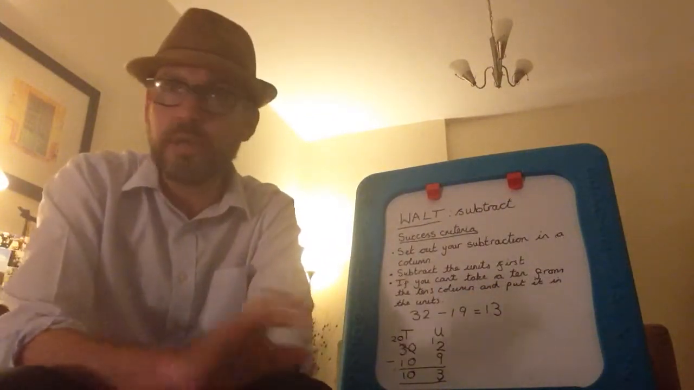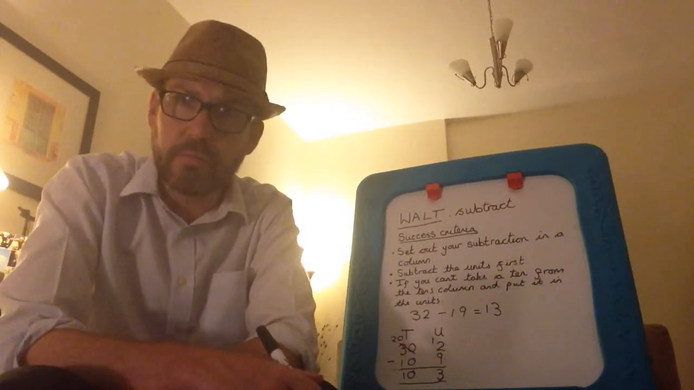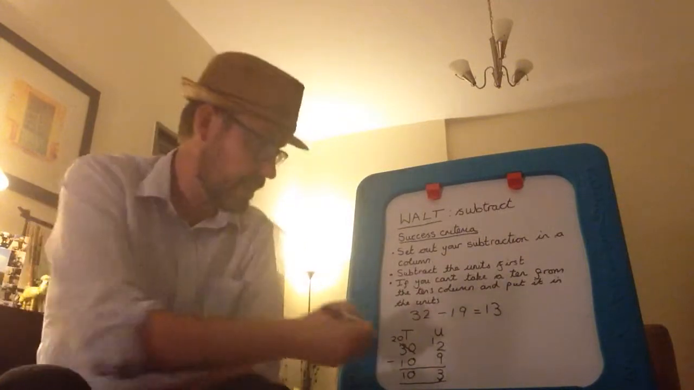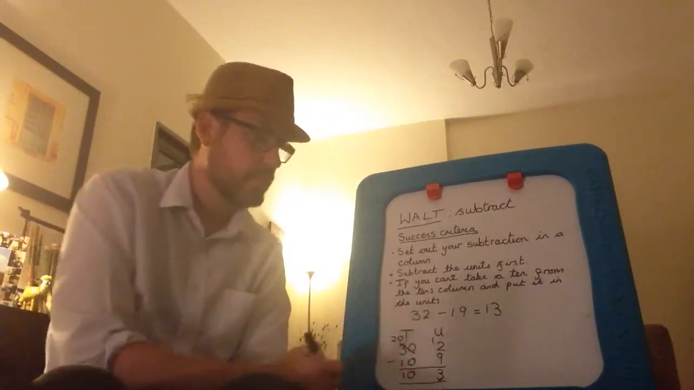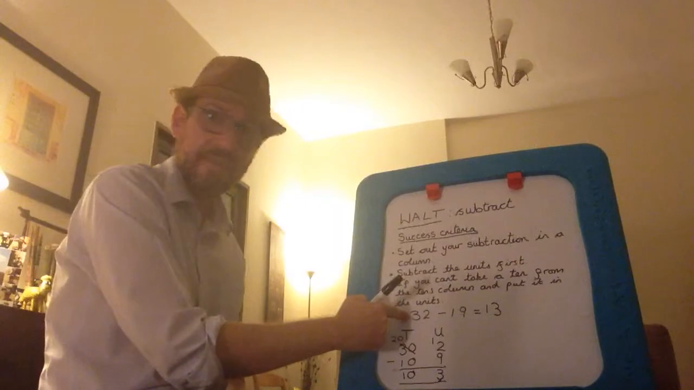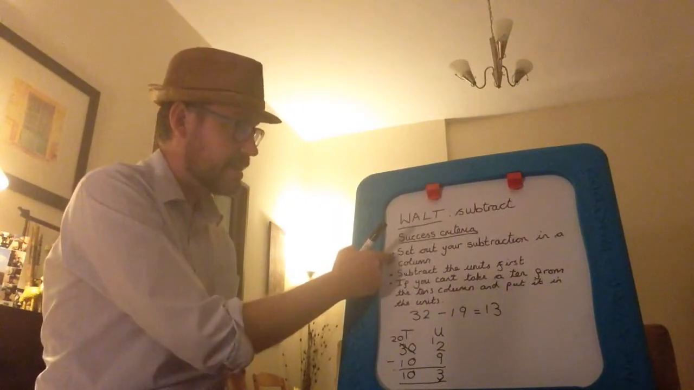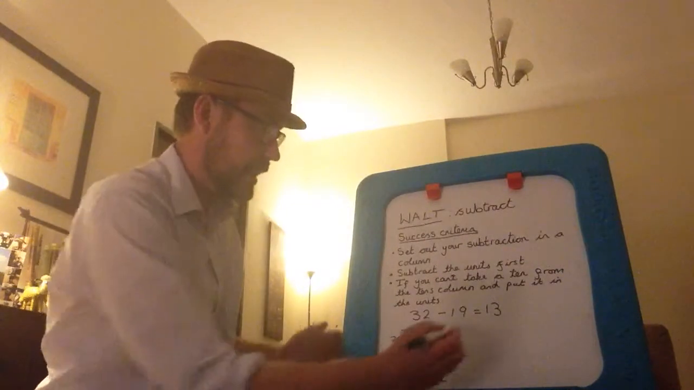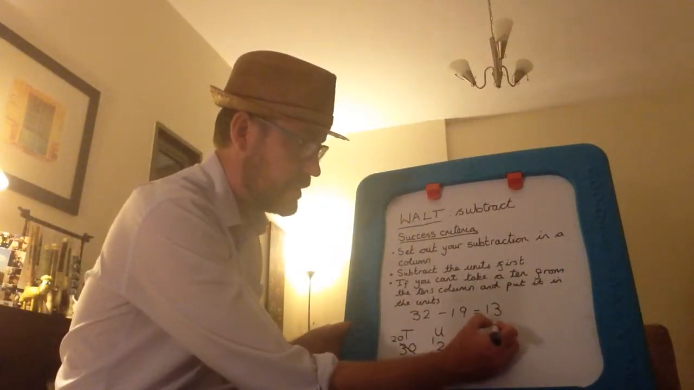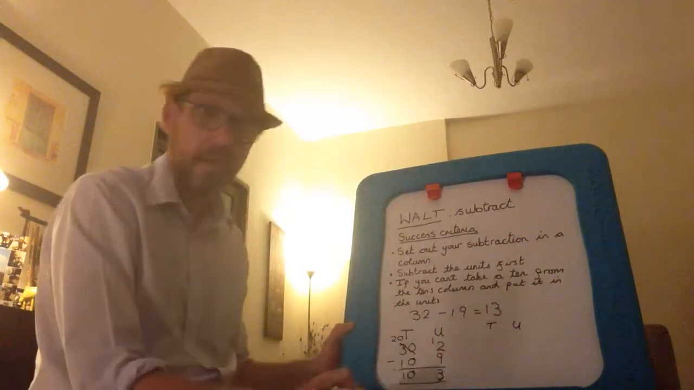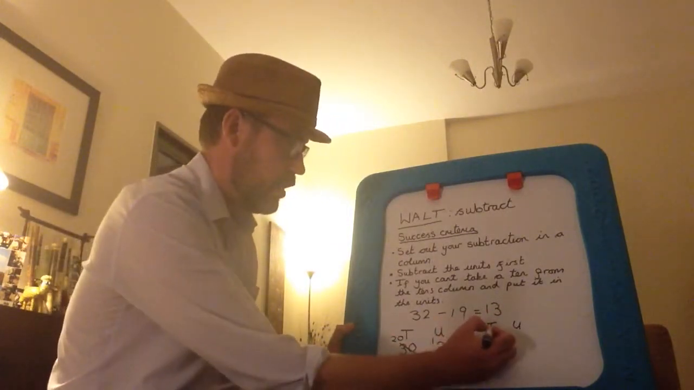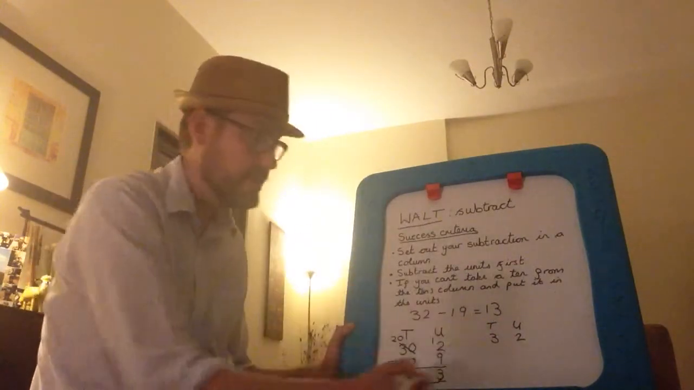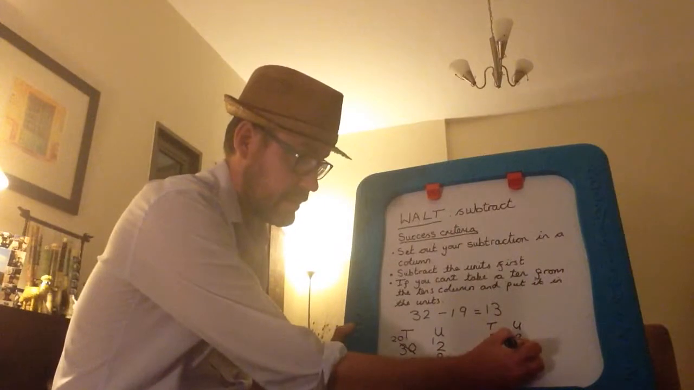But of course in school we don't set it out like that at all. What we do is we make it easier for ourselves. We don't have to split it up like this with 30 and 2. All we do is write the numbers in the column. So let's go back to our success criteria: set out your subtraction in a column. Well, let's do that then. Let's just keep the tens and units for now. Okay, and we'll go 32 and we'll put 19 underneath it.